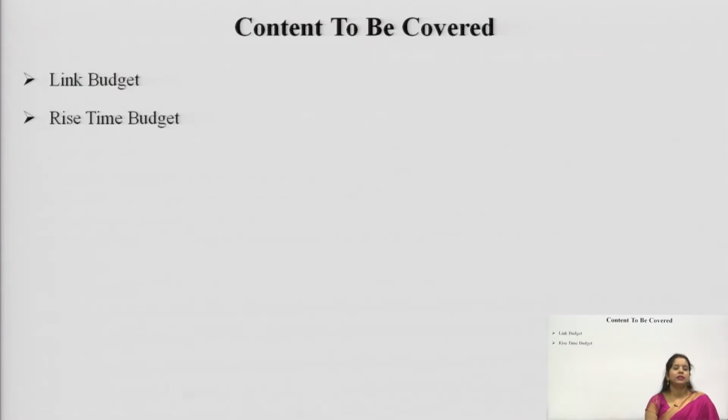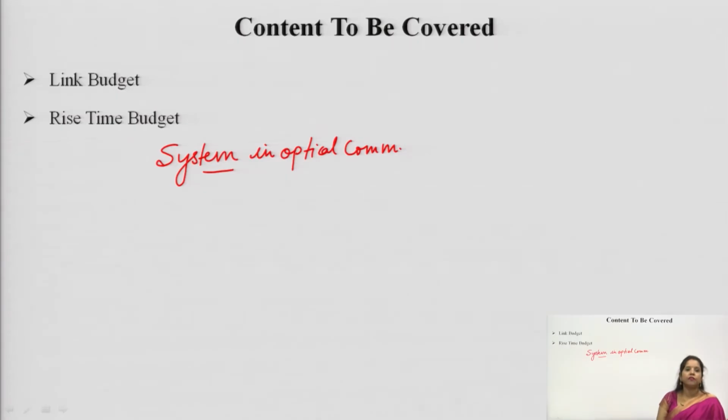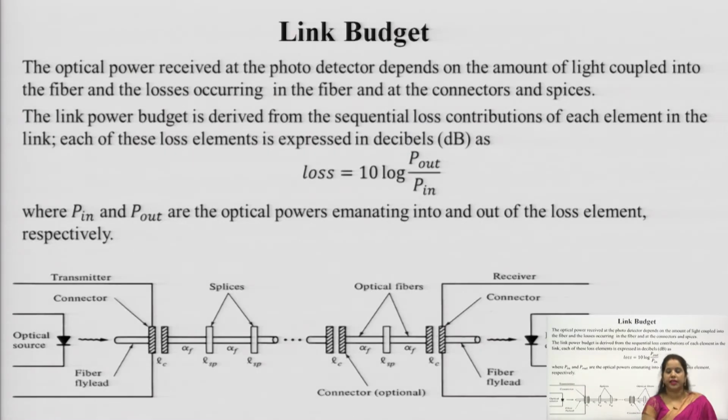In the previous class I have already told you that while designing any system in optical communication, we take into account various types of analysis, so that the system which is designed finally is more appropriate. So, these are the two types of analysis. The first one is the link budget analysis and the second one is the rise time budget analysis.